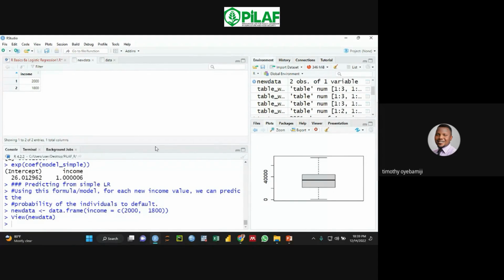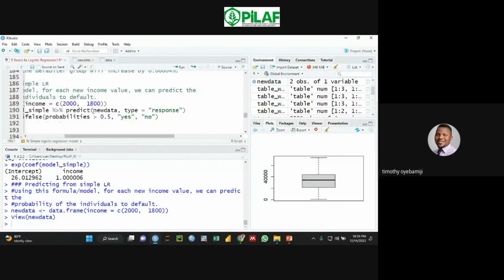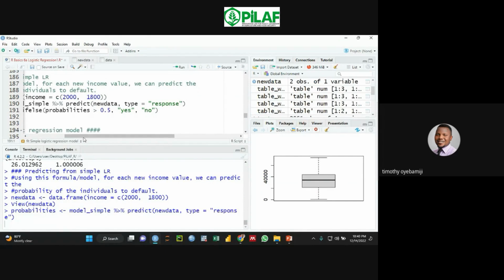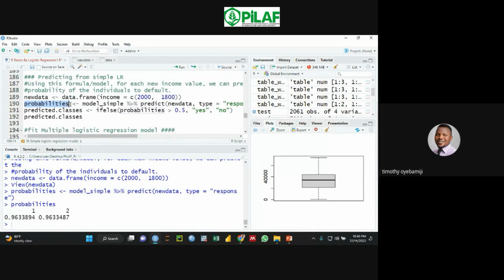All right, let's go back to the scripts. Now, probabilities model simple. That's the model that we developed using income and default, piped into predict on new data, that is the 2,000 and 1,800. So we are putting it into that model. We run this here, okay, yeah. Let me see what we have. The probabilities we have. I'm just running only the probabilities. So for the first entry, that's 2,000, the probability of this person defaulting is 96.33, blah blah, while the probability of the other person defaulting is also 96.33, almost the same thing.